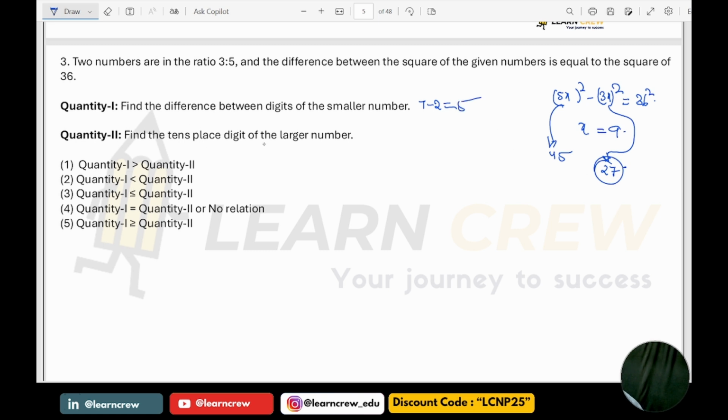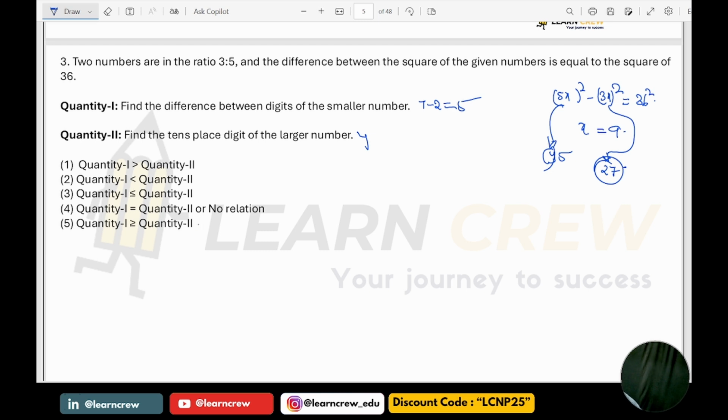Find the tens place digit of the larger number. The tens place digit would be how much? 4. So which is greater? Quantity 1 is greater than quantity 2. Am I correct or not?